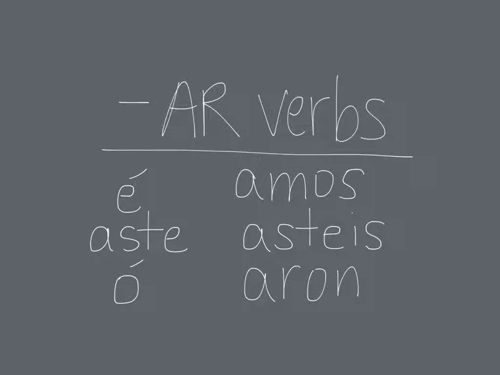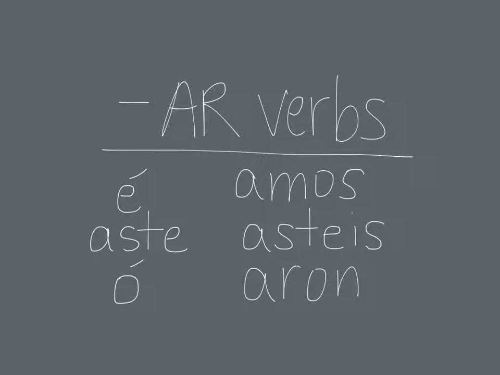So this is what we're going to be learning today. How do we make the past tense? How do we form it? You're already familiar with verb endings, so we have AR verbs and we also have ER and IR verbs. So the verb conjugation endings for preterite tense, this past tense, are é, aste, ó, amos, asteis, and aron.